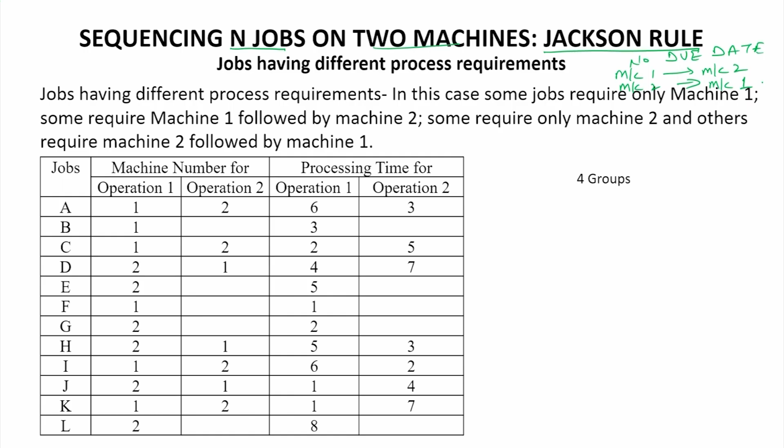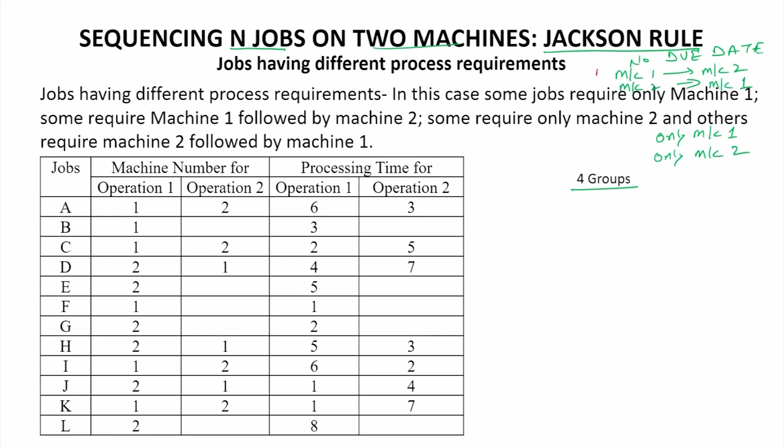So, we are having different types of jobs. Some are going from machine 1 to machine 2, some are going from machine 2 to machine 1, and there are others which require only machine 1, and there are few which require only machine 2. So, we are having 4 categories of jobs, not machines.